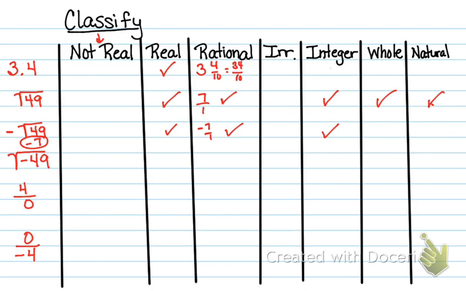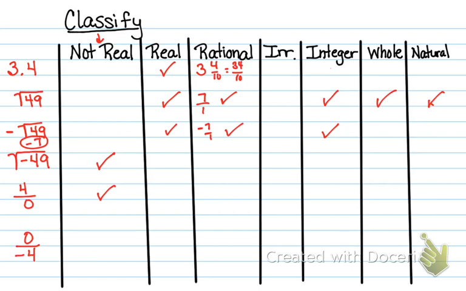Now, the next one, we have the square root of a negative 49, and it's under the radical. Remember, any numbers that have a negative underneath the radical cannot be real. This is a non-real number. This would actually give us an imaginary number. So it's a not real number. We have no other worries about what classifies because it's not real. Now, 4 divided by 0. Can we divide something by 0? No. That is a not real number. That's going to give us an error in a calculator.